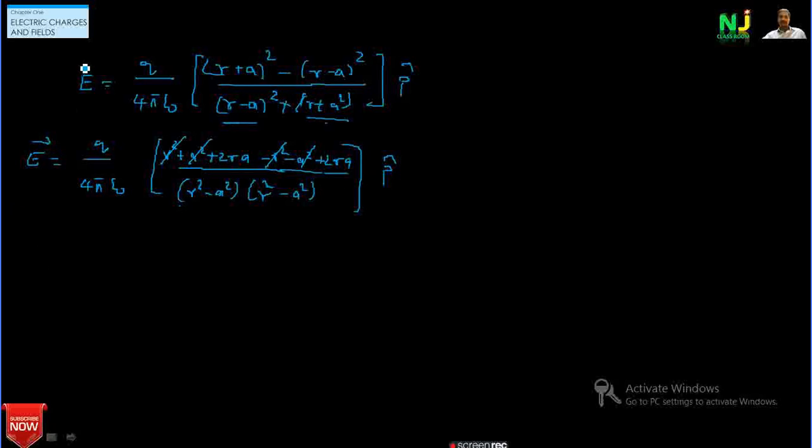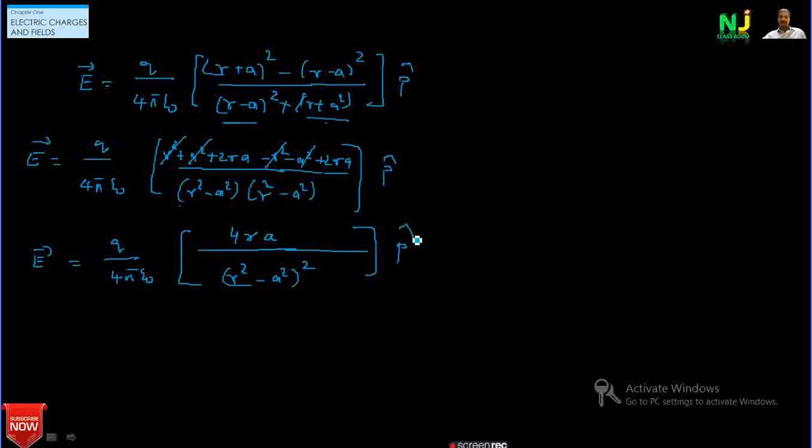So therefore, E vector, remember it is the net field, E vector is equal to Q divided by 4 pi epsilon naught. This is (r square minus a square) to the square, that is r square minus a square into r square minus a square. What happened? (R square minus a square) whole square in the denominator. In the numerator, it is equal to 4ra, into p cap. So it's a very simple derivation.